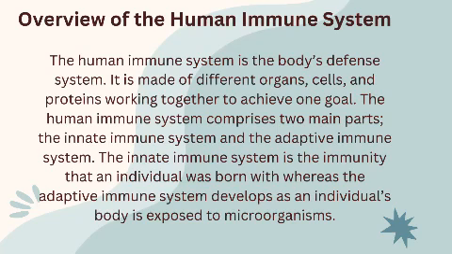We'll begin today's presentation by having an overview of the human immune system. The human immune system is the body's defense system. It is made up of different organs, cells, and proteins working together to achieve one goal. The human immune system comprises two main parts, the innate immune system and the adaptive immune system. The innate immune system is the immunity that an individual was born with, whereas the adaptive immune system develops as an individual's body is exposed to microorganisms.